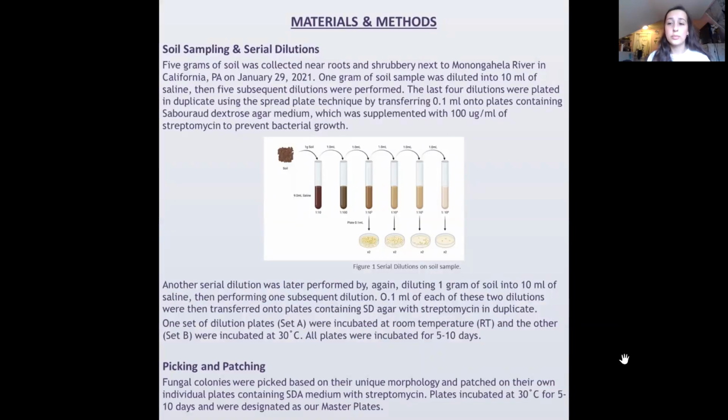We began our study by collecting 5 grams of soil near Monongahela River in California, PA. 6 serial dilutions were performed, and the last 4 were plated in duplicate on Sabouraud Dextrose Agar medium infused with streptomycin. After incubation, fungi were picked and patched based on characteristic morphology on SD agar plates with streptomycin. These became our master plates. We then repatched them on SD agar without streptomycin in preparation for our antibiotic screen.